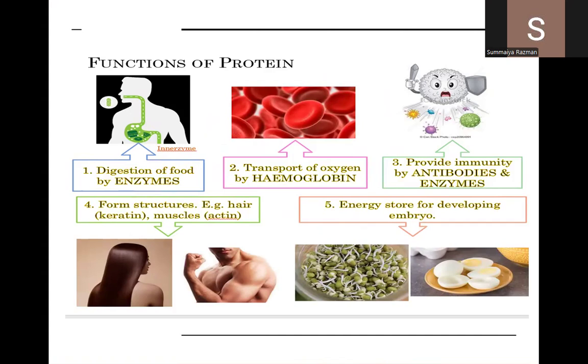Remember, enzymes are made up of protein. Hemoglobin, which is a protein found in red blood cells that binds to oxygen, is also made up of protein. And then antibodies, which are very important in your immune system. Your hair is made up of a protein known as keratin. Your skin is made up of something known as collagen.